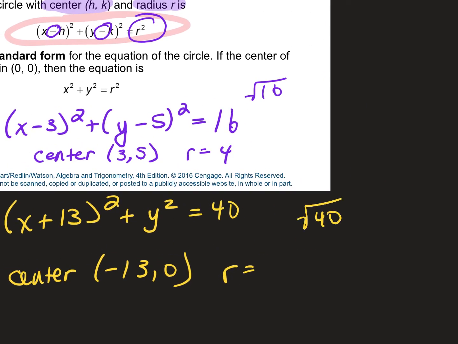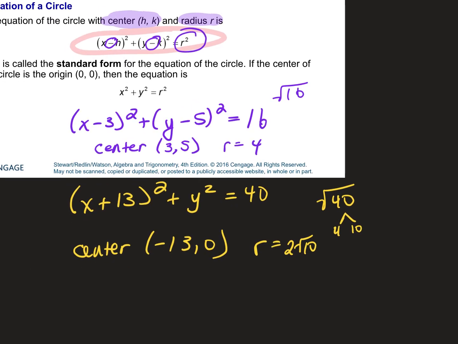The square root of 40. Is Mrs. Meadows happy with you leaving your answer as the square root of 40? No, we can break this down into 4 and 10, right? So what's my radius? 2 square roots of 10. Good. All right. That's another question right there on your quiz. One of the questions is going to look just like this and say, all right, give me the equation of the circle. Or it's going to say, all right, what's the center? What's the radius? Yes, ma'am.